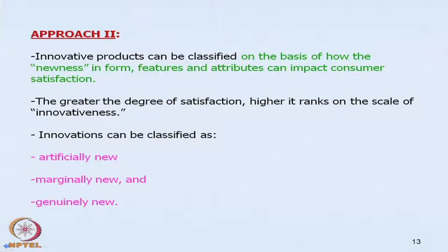So, in this sense, products can be artificially new, they can be marginally new, or they can be genuinely new. So, it is in terms of the overall benefits that a consumer derives. If the benefit is large, it leads to higher satisfaction. So, the product is new, it is considered to be higher on the scale of innovativeness. Now, what is an artificially new innovation?